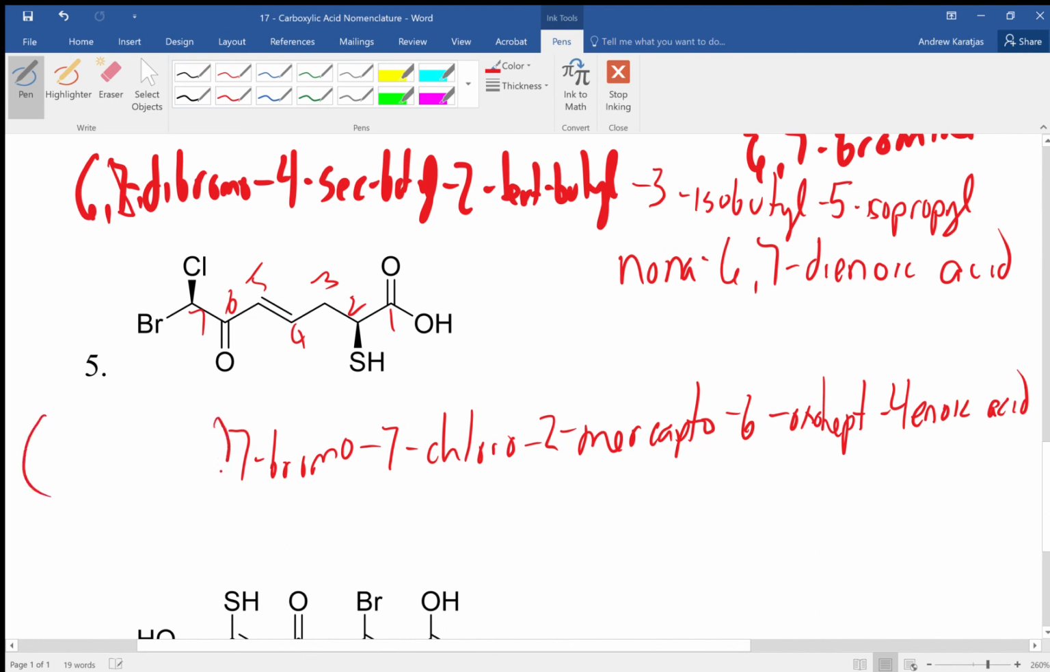And then for stereochemistry, we need 2. We need to worry about the alkene at 4, and then 7. So carbon 2 is S. And we'll put in the priorities here for you. Carbon 4 is E, and 7 is R.